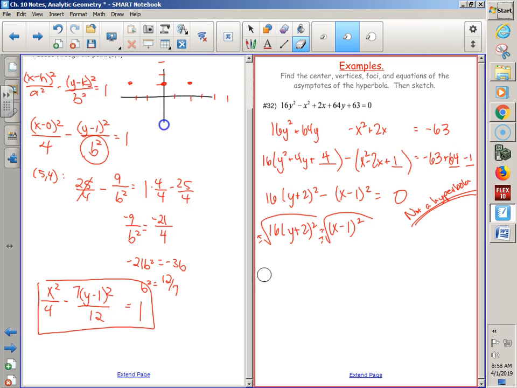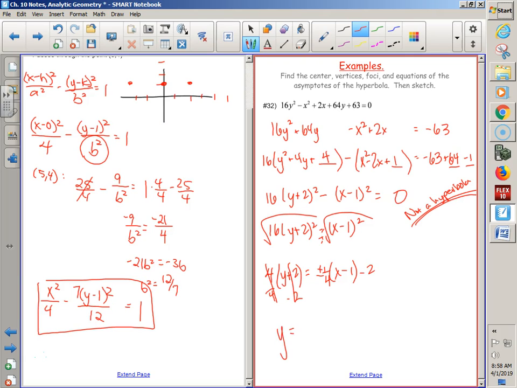Well, let's put the plus or minus on. We only need it on one side. 4 equals plus or minus. Couldn't we divide by 4? Couldn't we subtract 2? And don't we get y is equal to plus or minus 1/4?